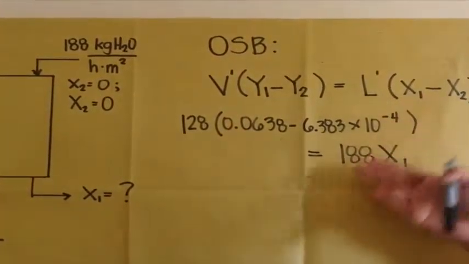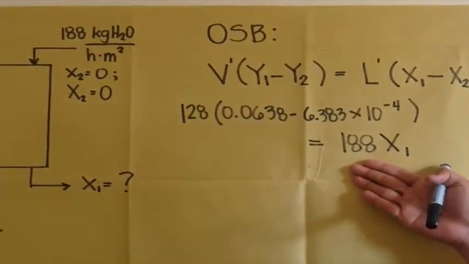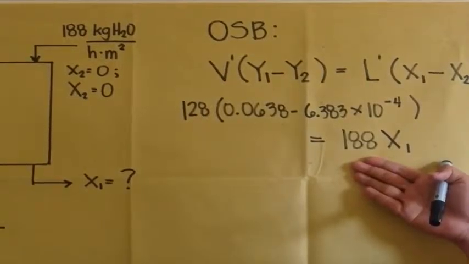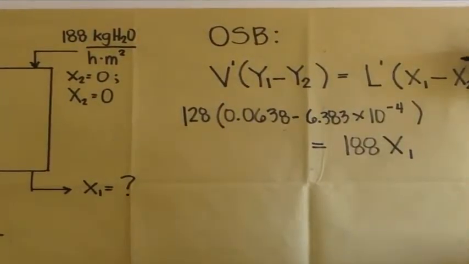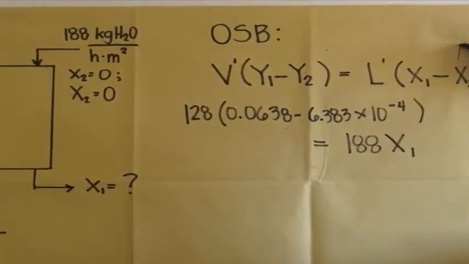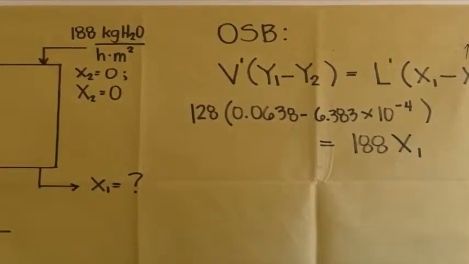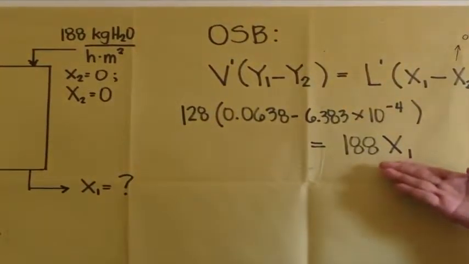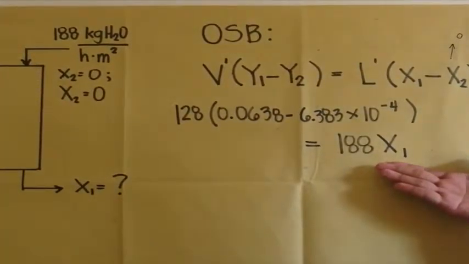Our L prime is 188 kg water because our entering liquid has a concentration of solute which is 0. Since the entering liquid is pure water, our X2 is 0. We have one unknown in this equation, and it is X1 on dry basis.